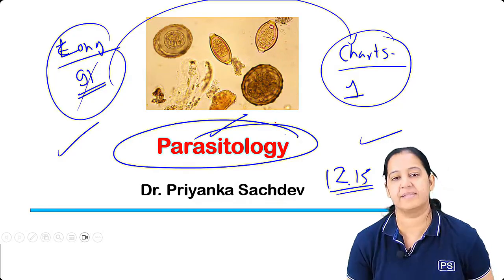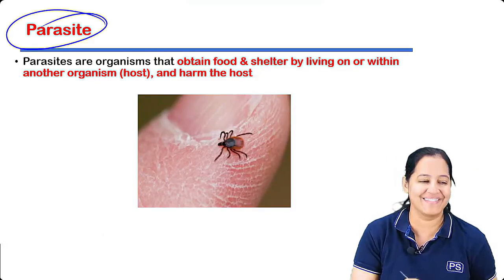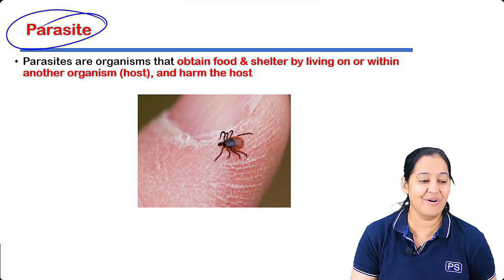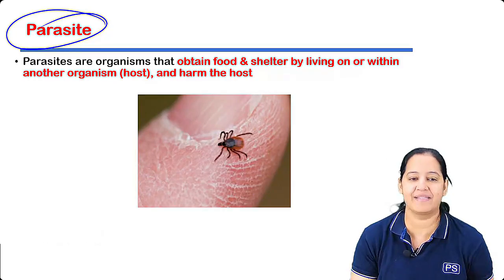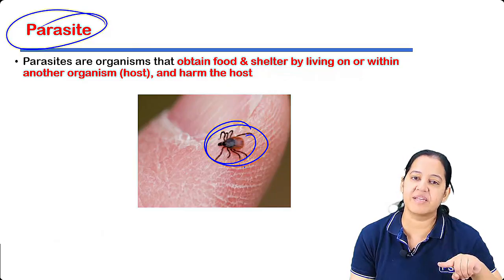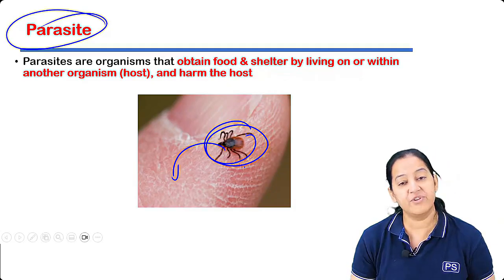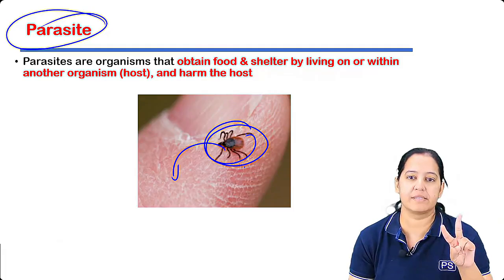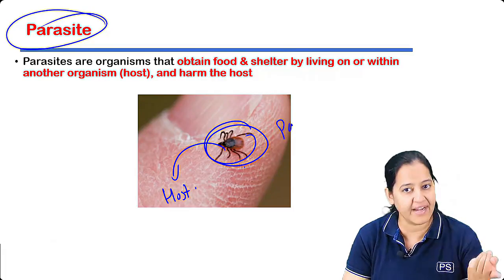Chalo, parasitology. In parasitology, the first thing you must understand is, what is a parasite? Parasite kya hota hai? A parasite is an organism which resides on another organism. The other organism is known as the host. The organism which is residing is known as the parasite.